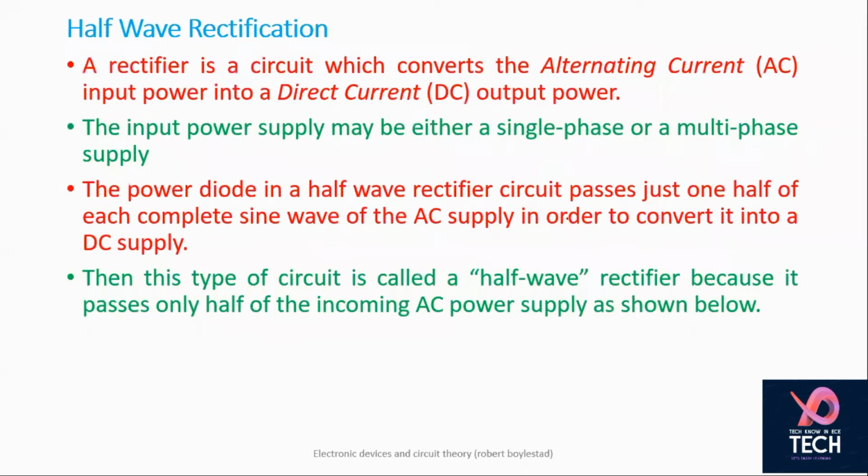So first is rectifier. So what is a rectifier? A rectifier is a circuit which converts alternating current power into direct current output power. And your input can be single phase or multi-phase, depending upon the type of supply you are looking for. Then your half wave rectifier is also called a half power rectifier. The reason for that is only half of the wave is being rectified.